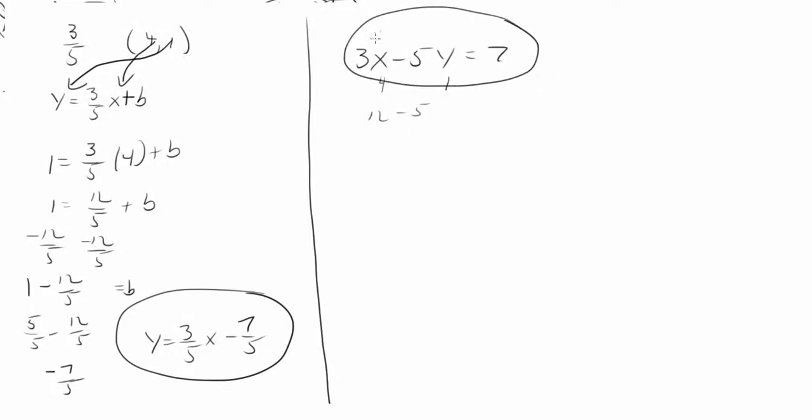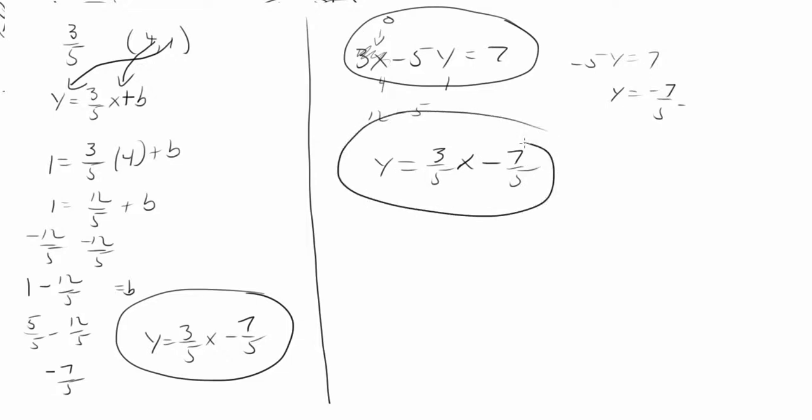Now to get the y-intercept, simply put a 0 in for x, and that term will go away, and you're going to have negative 5y equals 7, and that's easy to solve. Y is going to be negative 7/5. So your equation would be y equals 3/5 x minus 7/5. And I think that's a lot faster and a lot less tedious than doing it any other way.